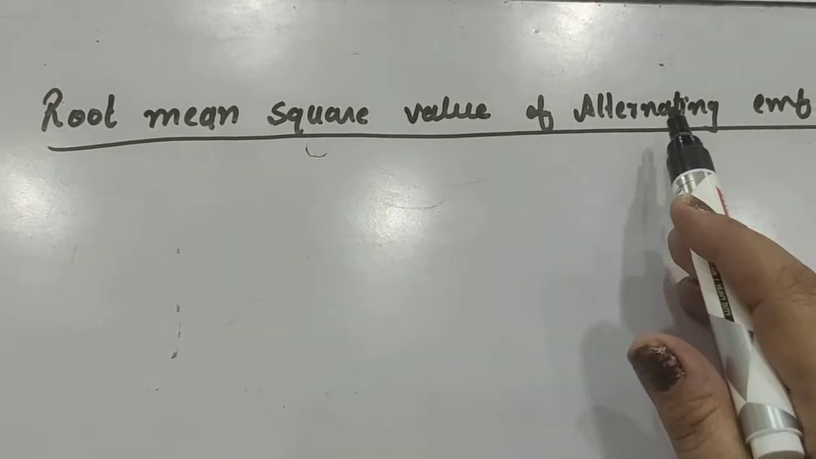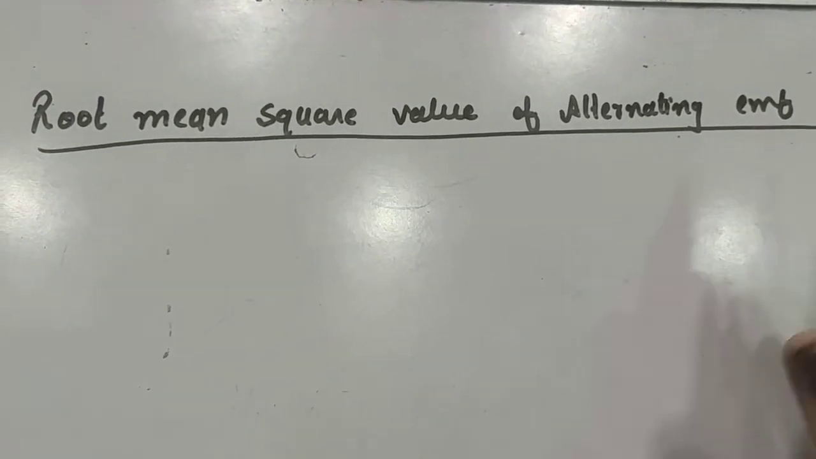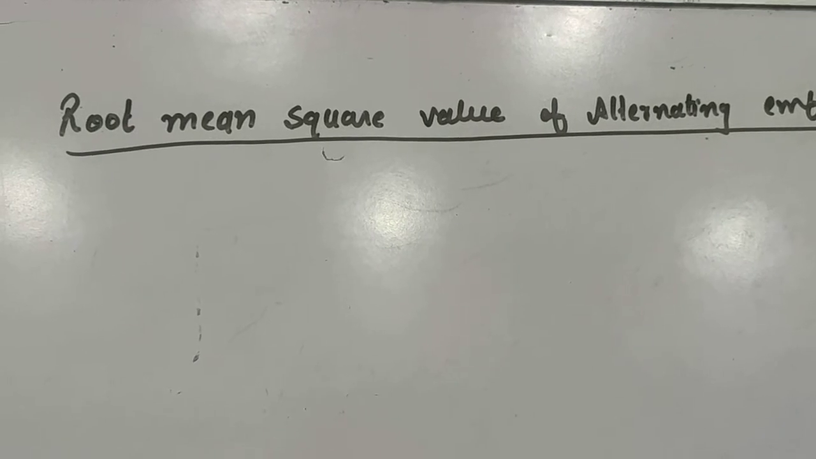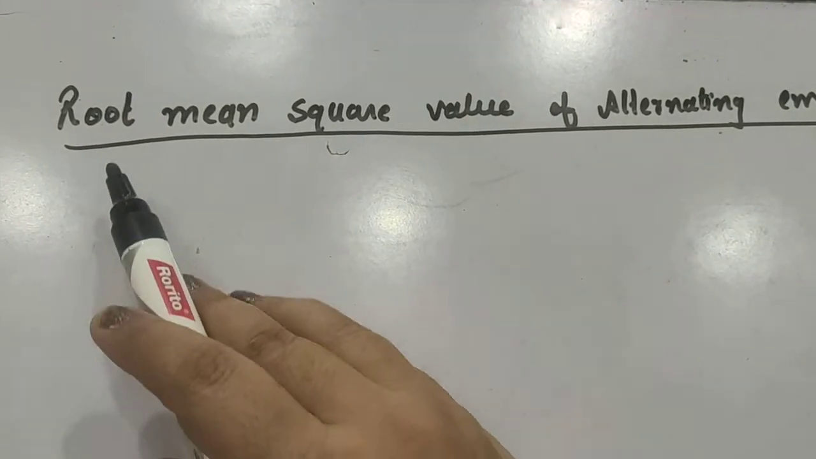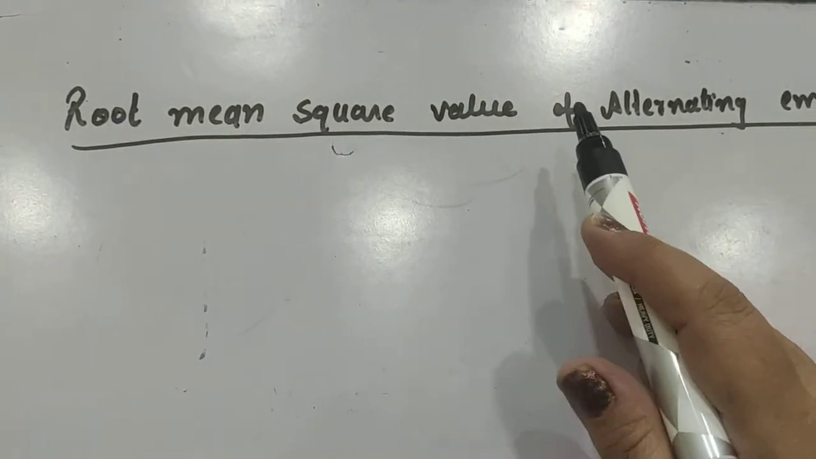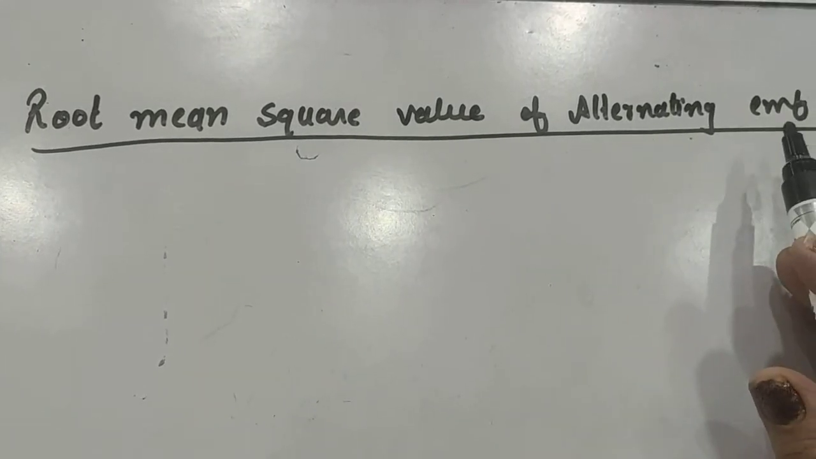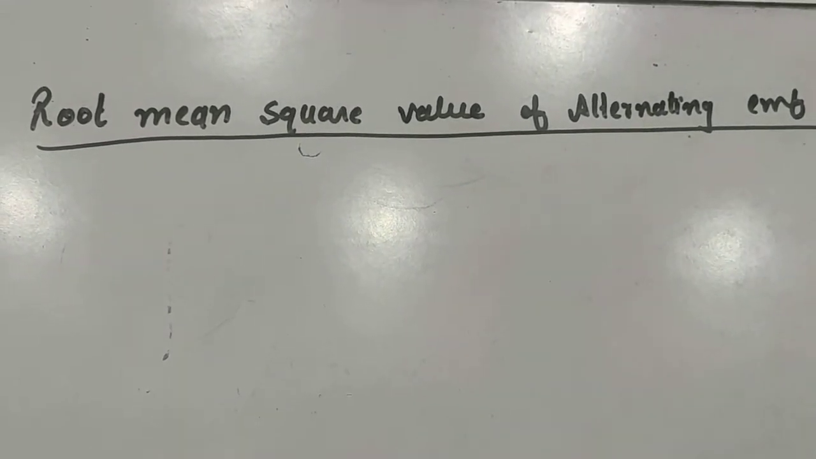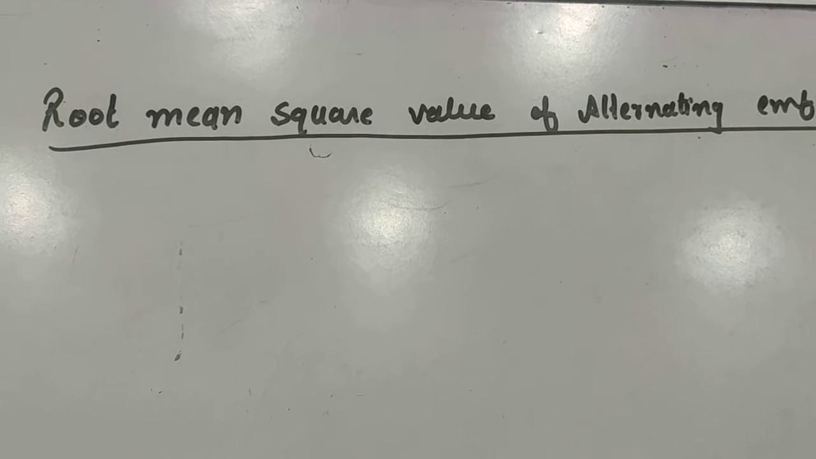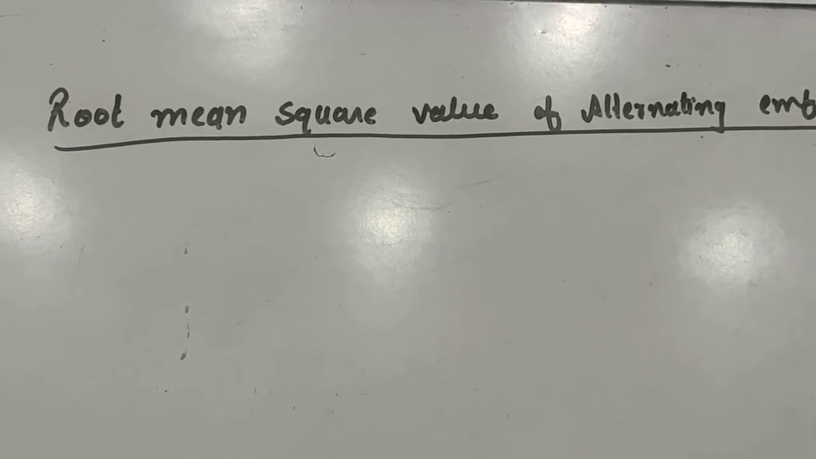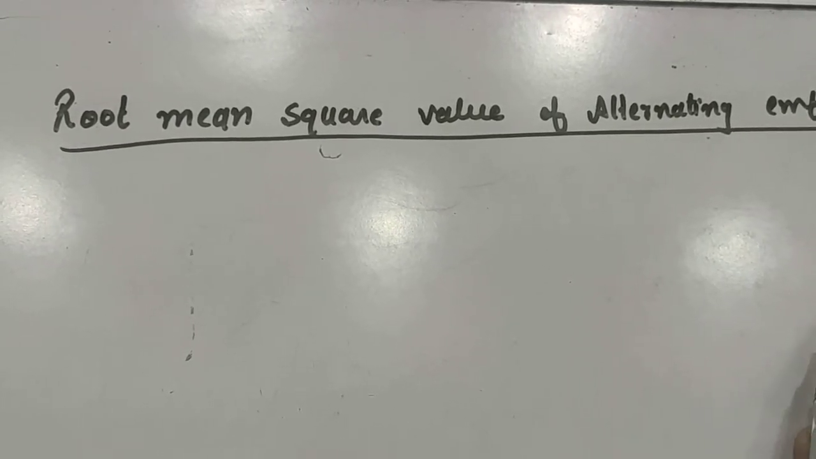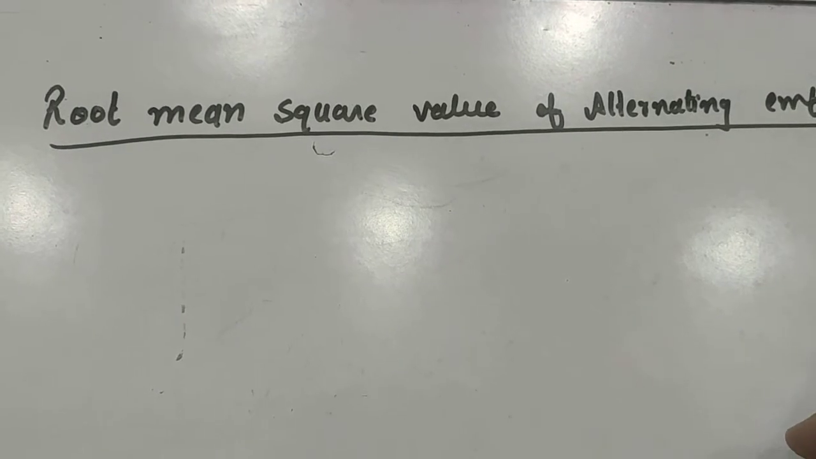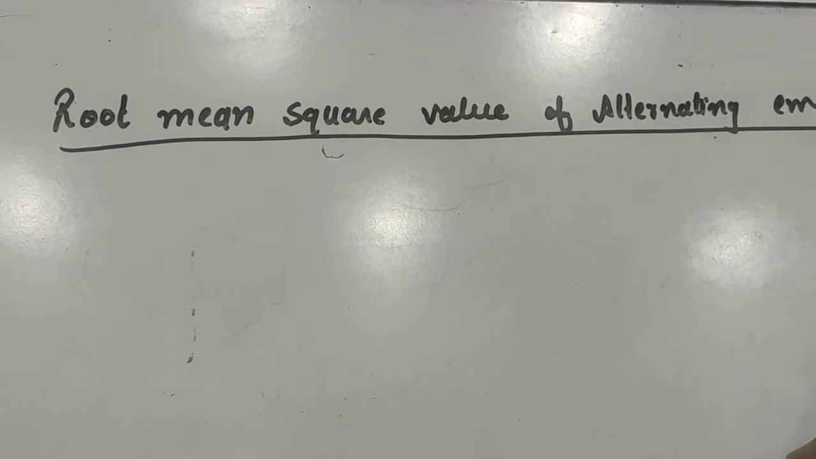Root mean square value of alternating EMF. My dear student, in the previous video we have studied how we can calculate the root mean square value of alternating current. The same steps will be followed as in the previous topic, but now current I will be replaced by E by R. That will make your derivation easy.